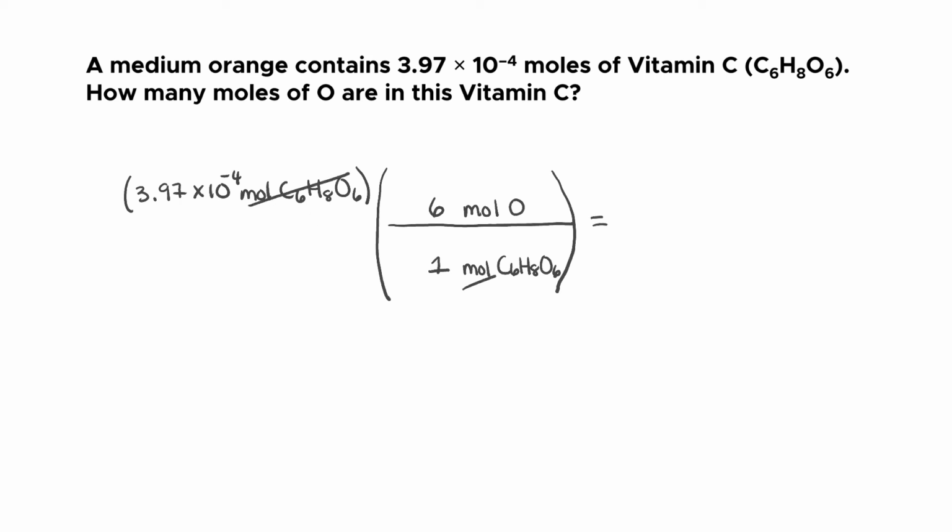So we'll make sure that our units cancel, and then we'll check our sig figs. Our given value has 3 sig figs. Both parts of stoichiometry are exact, so we will ignore these values for sig figs. So our final answer will have 3 sig figs. So when we do the math, 3.97 times 10 to the negative 4 times 6, we get 2.38 times 10 to the negative 3. Units are moles. Substance is oxygen.